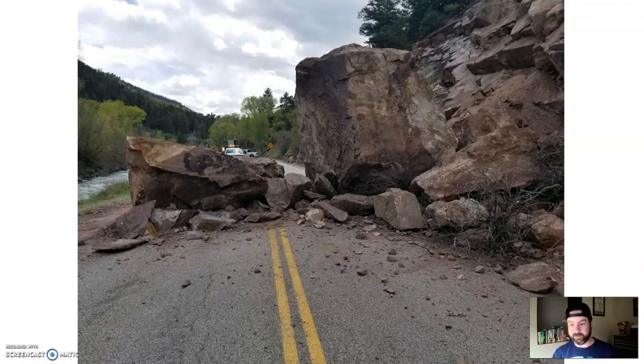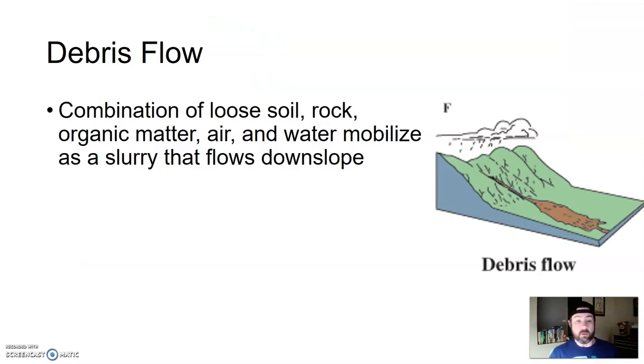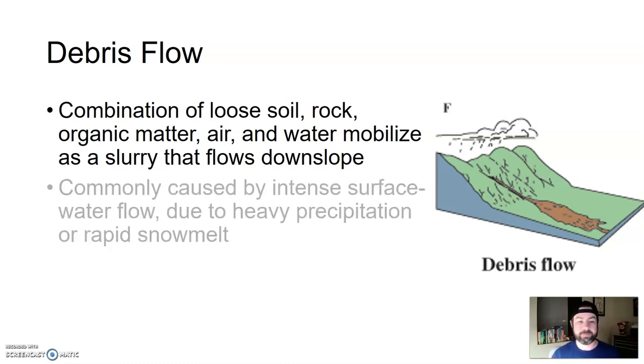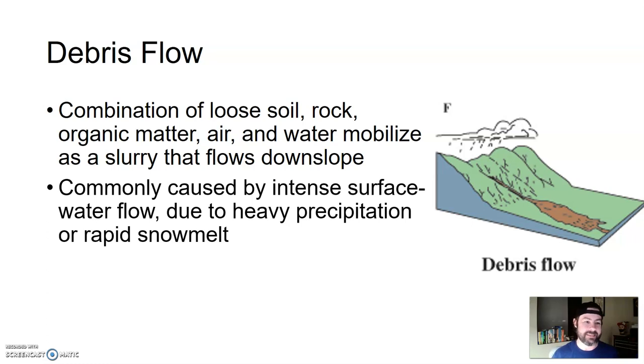They just kind of fell over. All right, now we're getting into some flows. A debris flow is a combination of typically loose soil, rock, organic matter, trees, branches, that kind of stuff, air mixed in, and definitely water. And this whole slurry of stuff, this whole milkshake of stuff flows downslope. Commonly, these are caused by intense surface water flow due to heavy precipitation or rapid snowmelt.